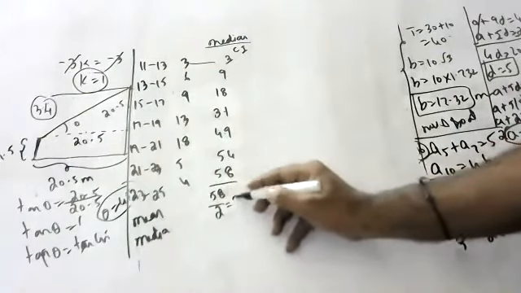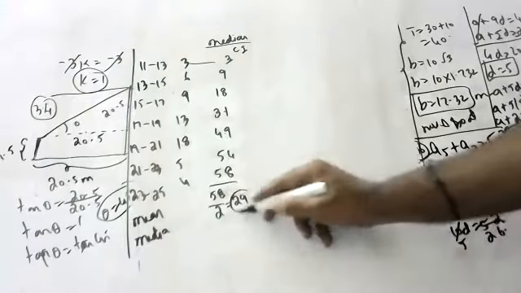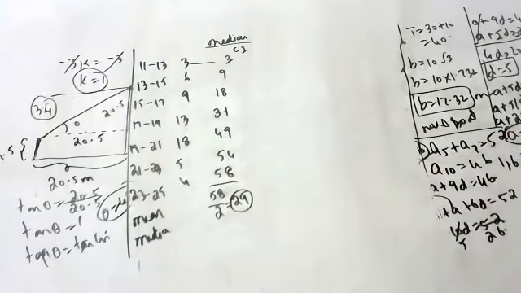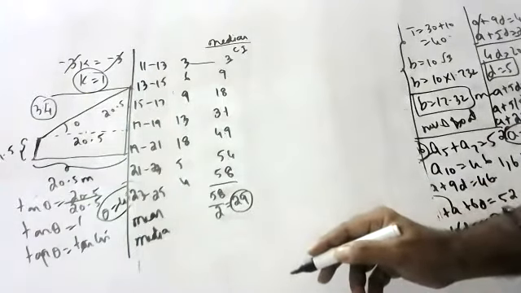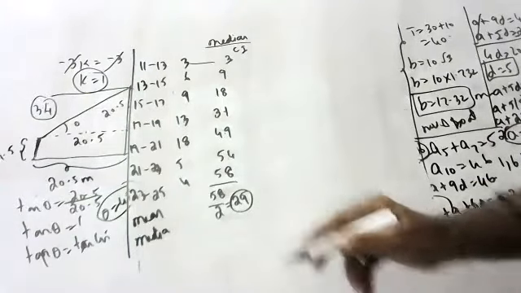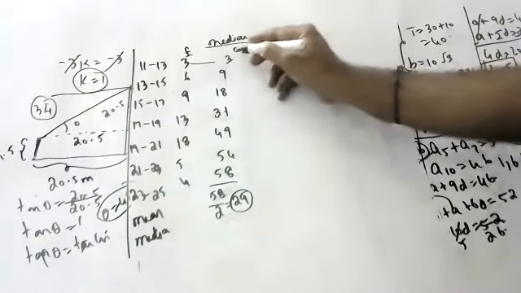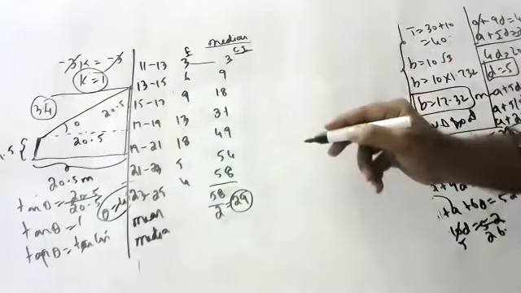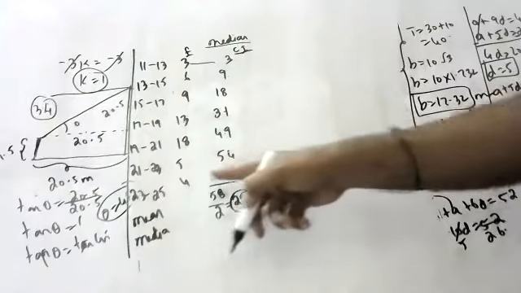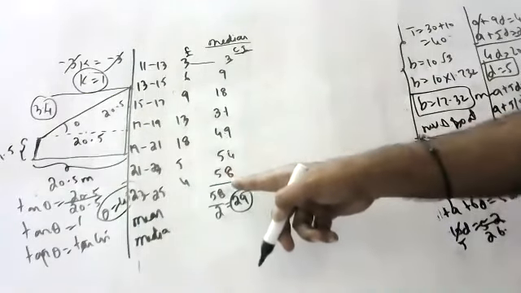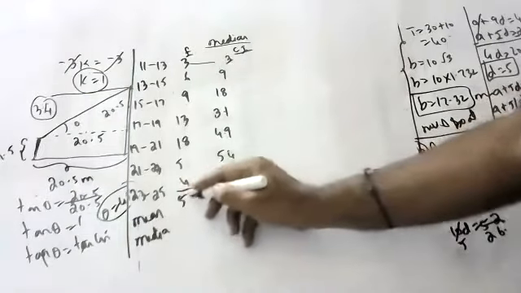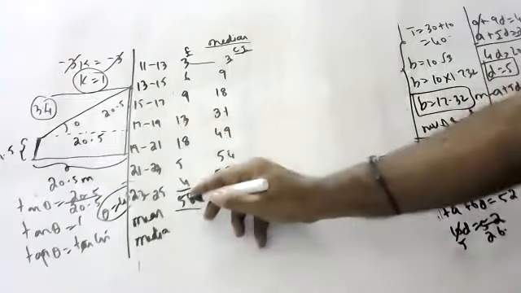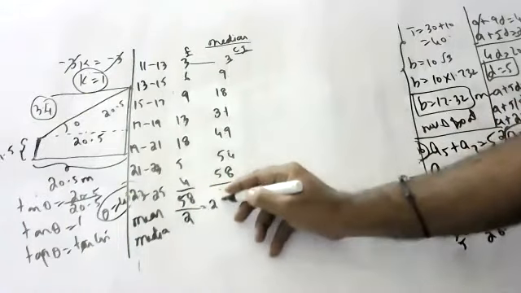N by 2 will be how much, children? 29. Sir, how is 58 the total for cumulative frequency? This is frequency, this is cumulative frequency. 54 plus 4 is 58. I'm sorry, this is 54. 58 by 2 is 29.